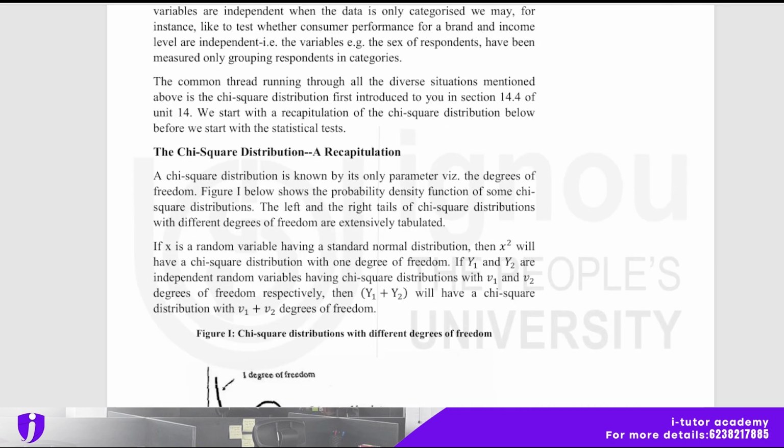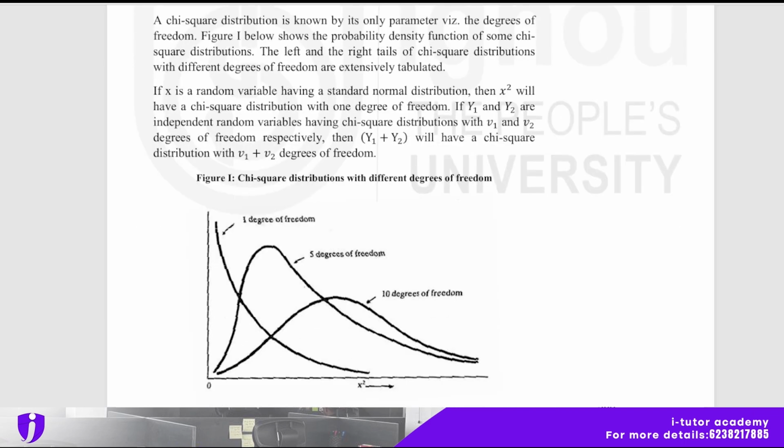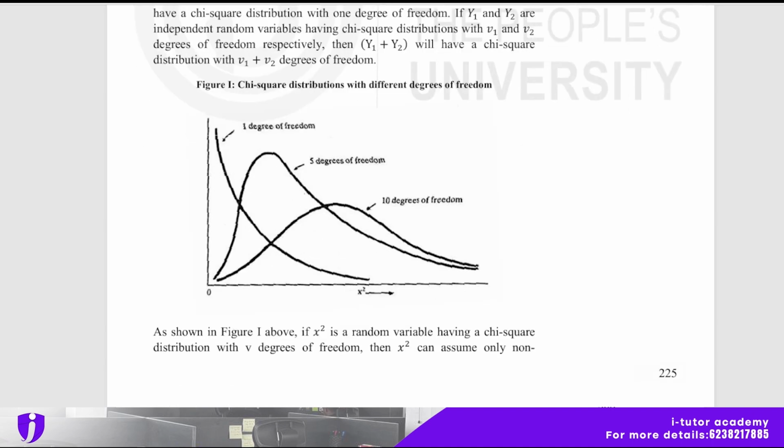The chi-square distribution, a recapitulation. The chi-square distribution is known by its only parameter v, the degrees of freedom. The figure here shows the chi-square distribution with different degrees of freedom. You just go through it. Here is 1 degree of freedom, 5 degrees and 10 degrees, like that.